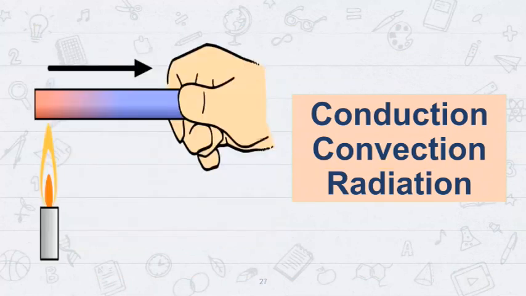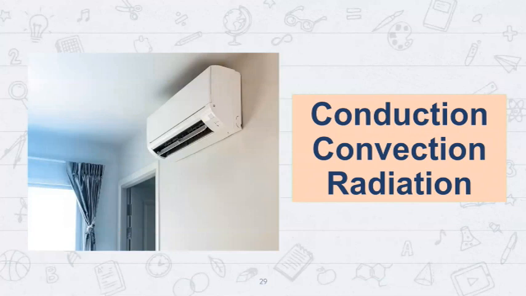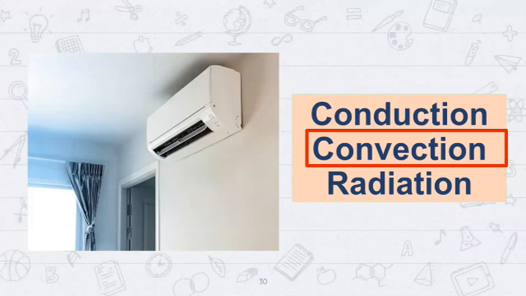How about this one? Correct. Conduction. The heat from the rod is transferred to the hand, which is in contact to the rod. How about this one? Right. Convection. As air is cooled by the air conditioner, it becomes denser or heavier. Then it sinks. Warmer air, on the other hand, goes up.